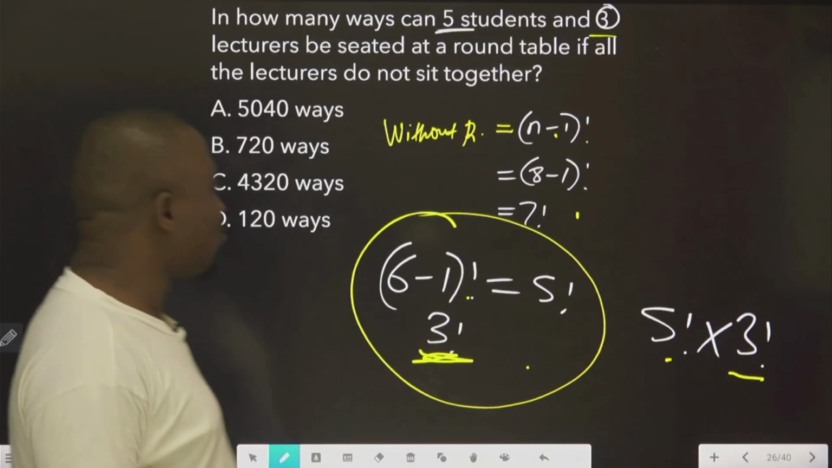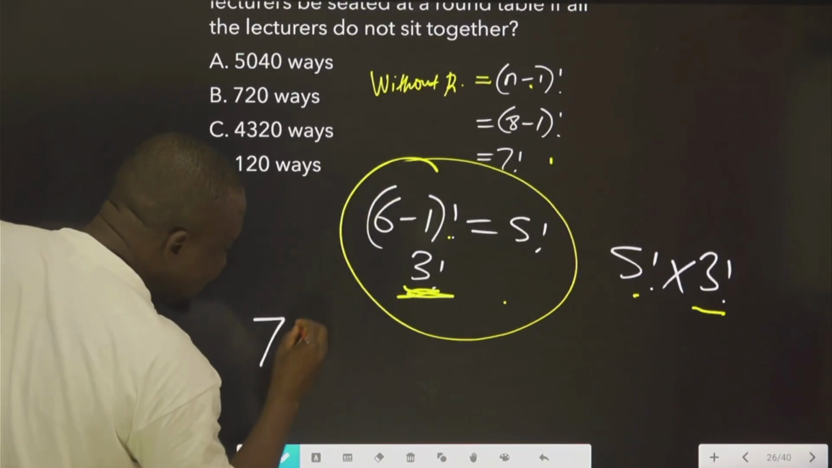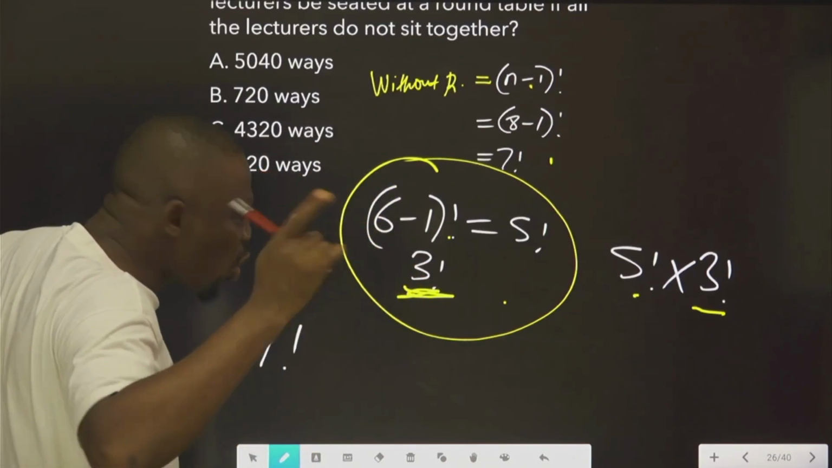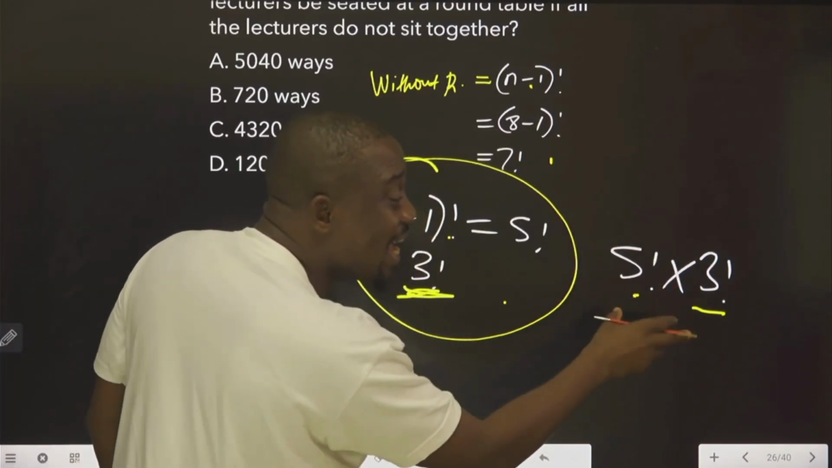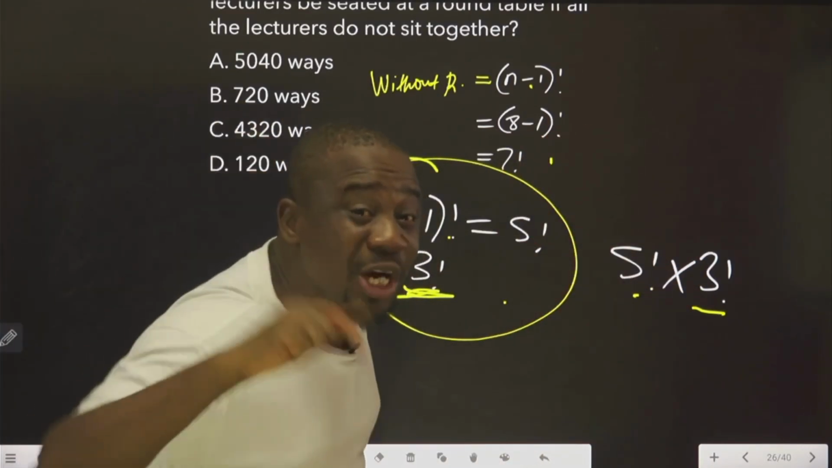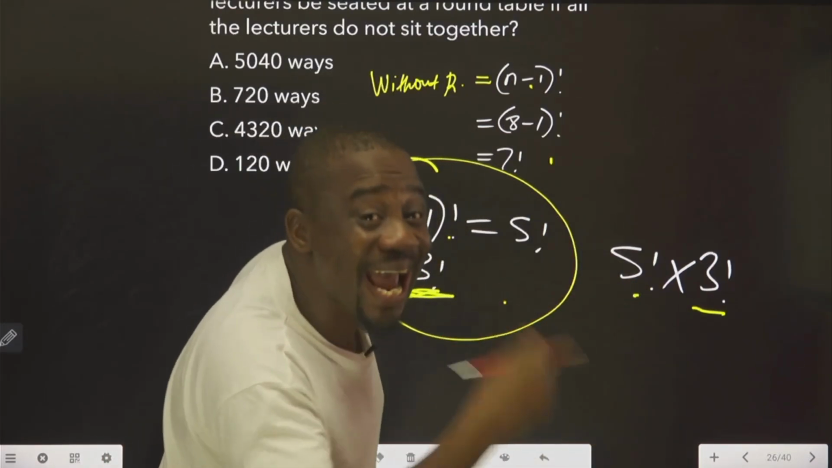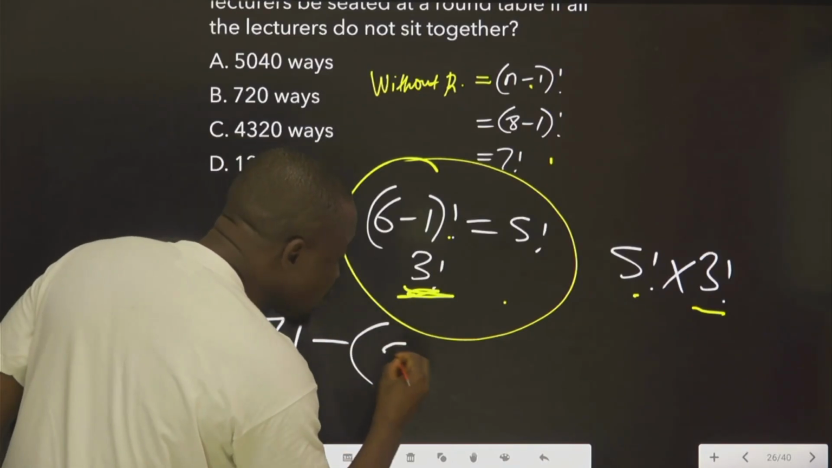You get it? Good. So the answer is the general case, where there was no restriction, minus where there is restriction. The restriction here is that the lecturers must sit together. Why are we forcing the lecturers to sit together? So that we can remove those cases. That is the only way we can get them.